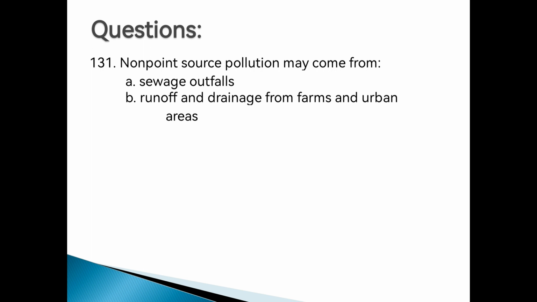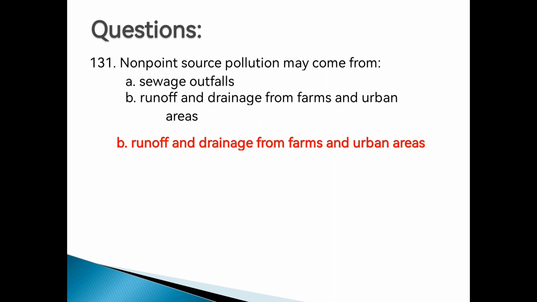Question 131. Non-point source pollution may come from A. Sewage outfalls, B. Runoff and drainage from farms and urban areas. The correct answer is B. Runoff and drainage from farms and urban areas.